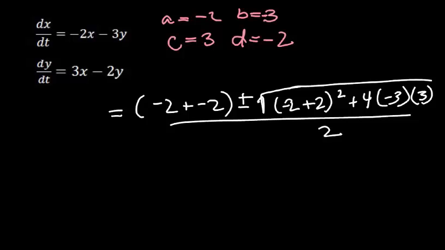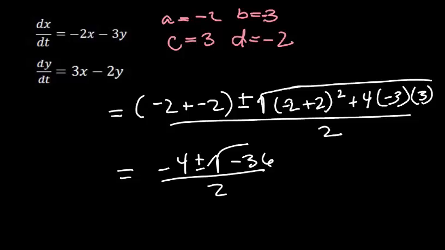So when you work this out, you would get negative 4 plus or minus the square root of negative 2 plus 2 is 0, so 0 squared is 0. So you would just have 4 times negative 3, which is equal to negative 12 times 3, which is equal to negative 36. And then you would have all of that over 2. So what you can see is that we do have a negative under our radical. So we're going to write that this is equal to negative 4 plus or minus 6i all over 2, which is also equal to negative 2 plus or minus 3i.